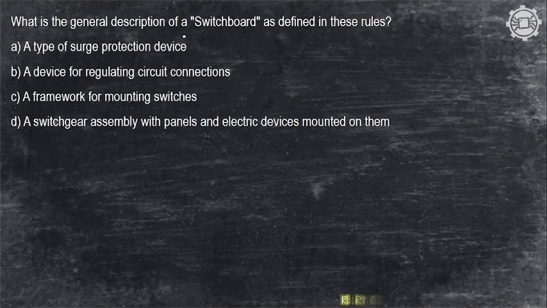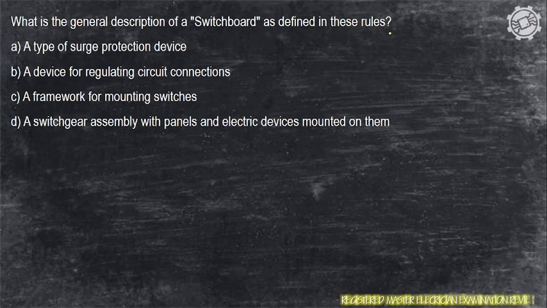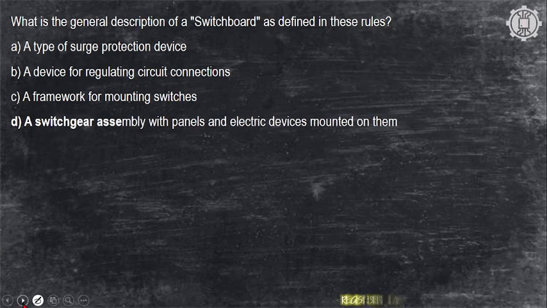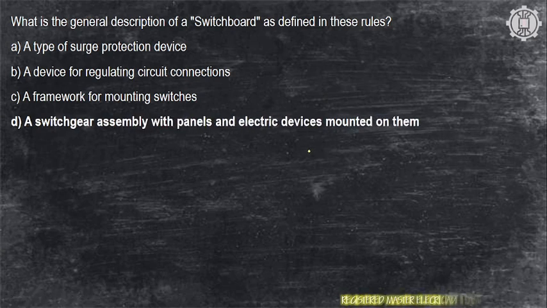What is the general description of a switchboard as defined in these rules? Ano yung switchboard? Okay, so mostly yung answer niyo is letter D. Okay, so the correct answer is letter D, no? A switchgear assembly with panels and electric devices mounted on it. So, basically, switchboard is a group of switchgear. Yan, para madaling tandaan, or assembly of switchgear.